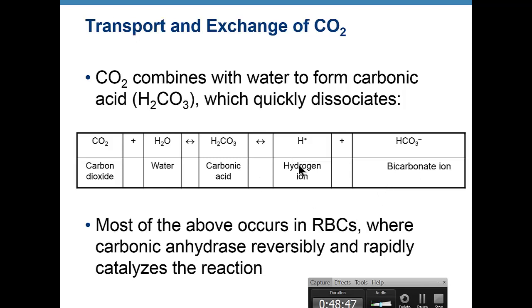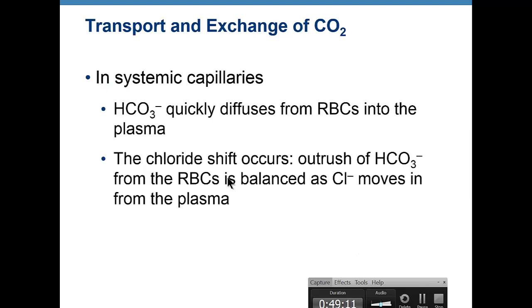Well, let's watch what happens now. The enzyme in charge of this is carbonic anhydrase. So over this arrow here is carbonic anhydrase. All right, so what happens then is in our capillaries, we have these tissues that are working hard, building up CO2. Bicarbonate ion diffuses from the red blood cells into the plasma, and we see a shift occur.